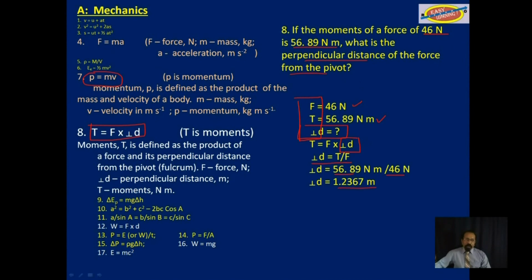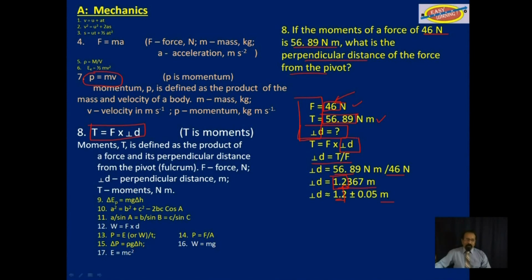Now, if you leave it like that, CSEC will deduct a mark because you have too many significant figures. In this first number here, we only have two significant figures, force, and for moments, we do have 4 significant figures. Remember, for multiplication and division, our answer cannot have more significant figures than the factor with the least number of significant figures. So our answer can only have 2 significant figures. We need to round off at that 2. And so our answer is 1.2 meters.